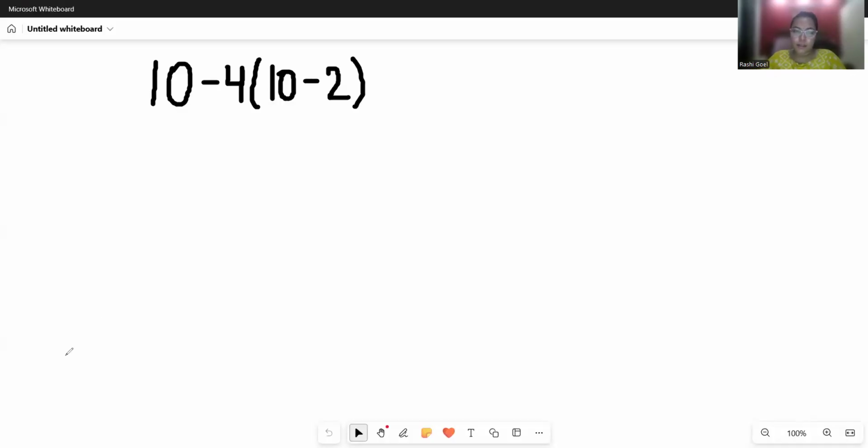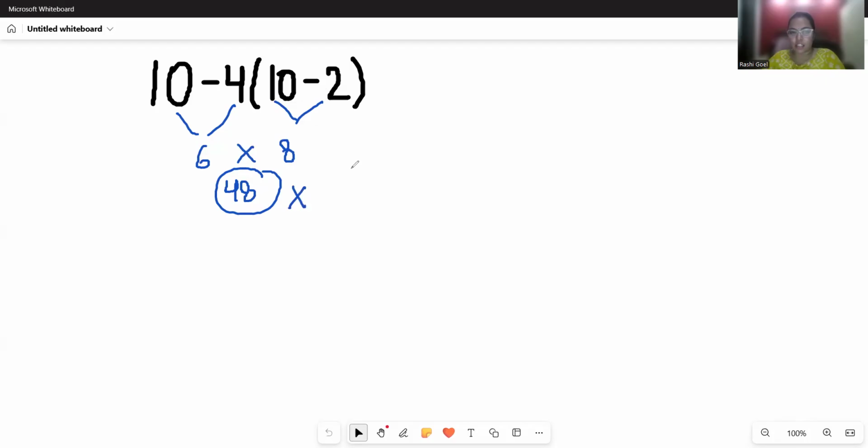Can you spot the hidden math trap here that many people fail to solve? 10 minus 4 bracket 10 minus 2. What people do is 10 minus 4 as 6, 10 minus 2 as 8, and 6 times 8 as 48. What do you think? Is it correct or incorrect?